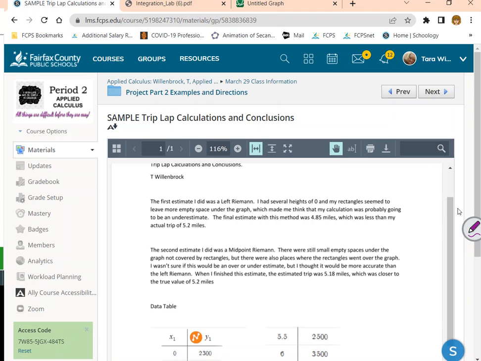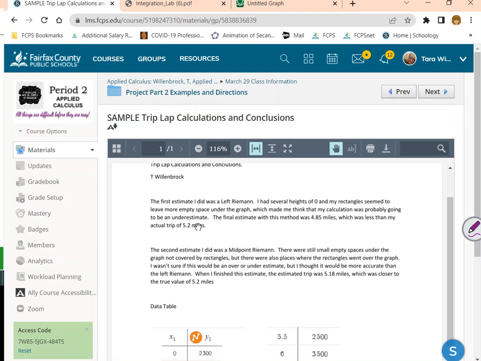When I first did it, before I even finished the calculation, just drawing in the rectangles, I'm like, ooh, lot of empty space. Plus I've got these 0 parts, so I was just guessing underestimate. And then when I did that, my final estimate using that technique was 4.8 miles. My actual trip was 5.2 miles.